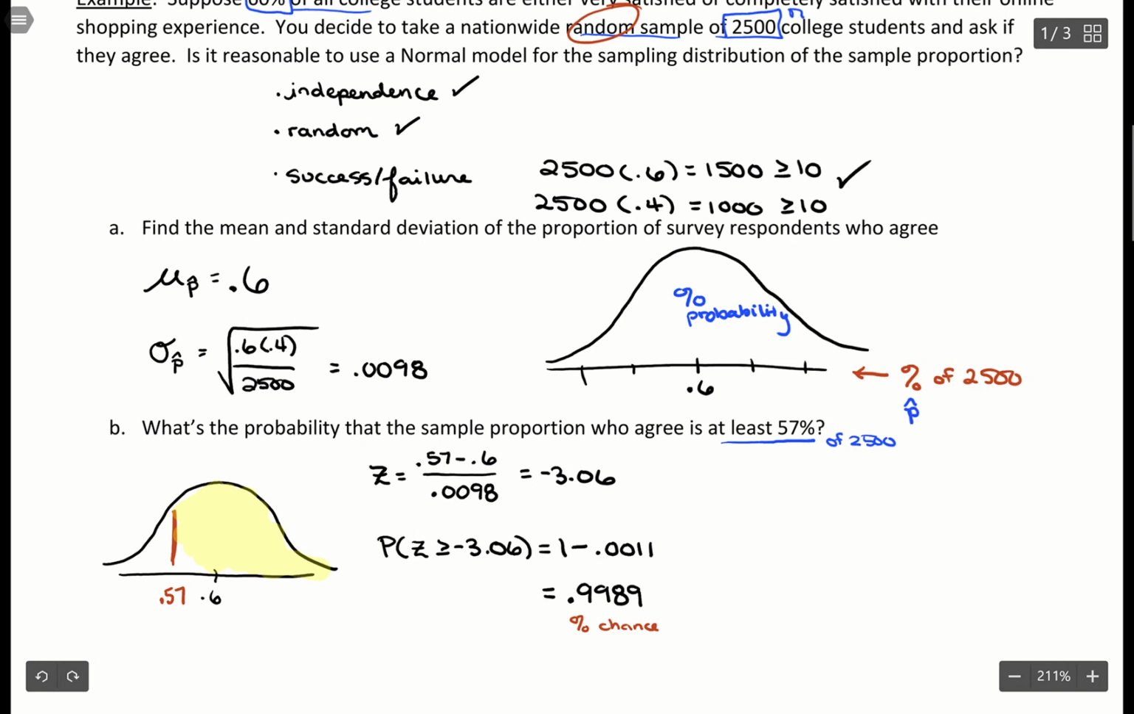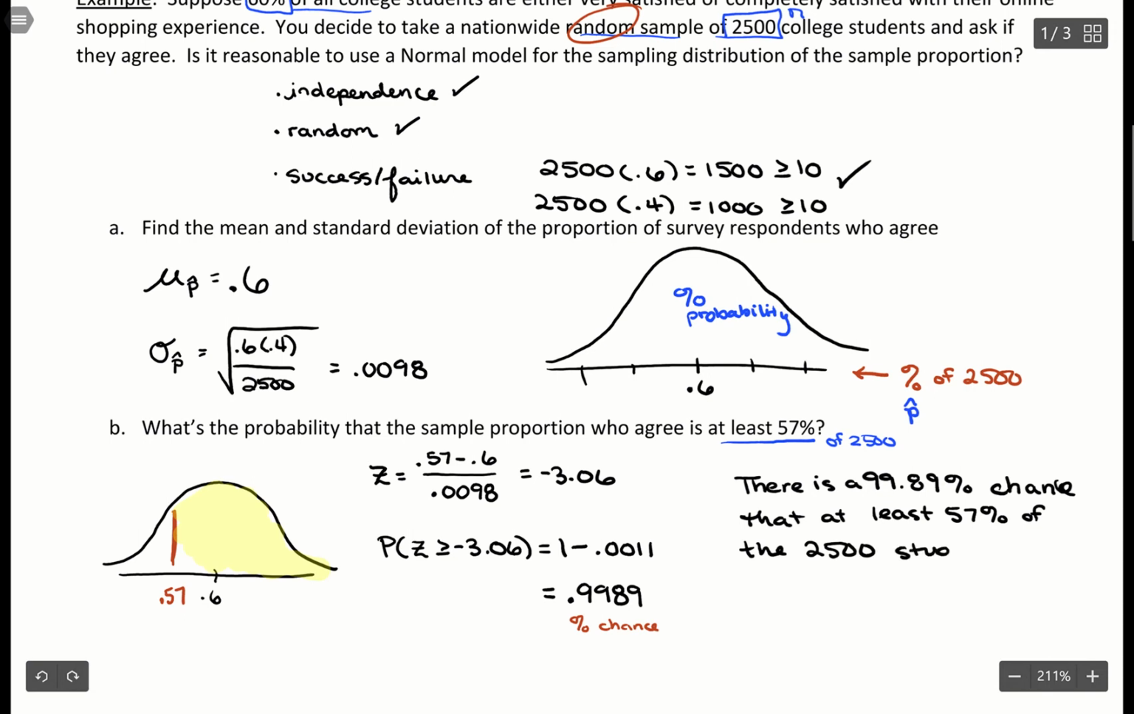So what we could say here is there is a 99.89% chance that at least 57% of the 2,500 students agree. And that would be our solution there. So when making these sentences, be sure to separate that probability from this sample proportion.